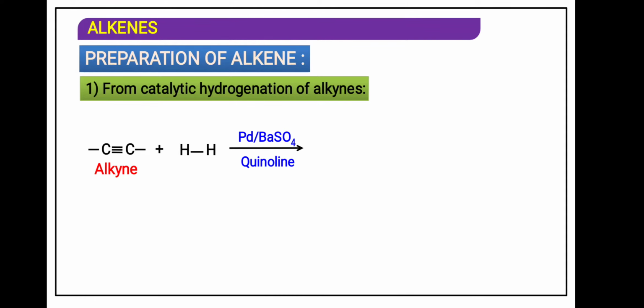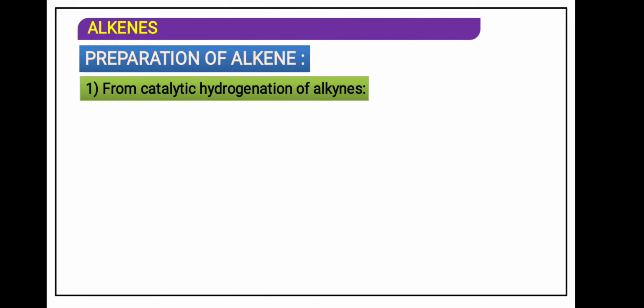Palladium on barium sulfate, and quinoline acts as a poison. Hydrogen is added across the triple bond. You can see the cis alkene will form. That was a general reaction. We will take an example.